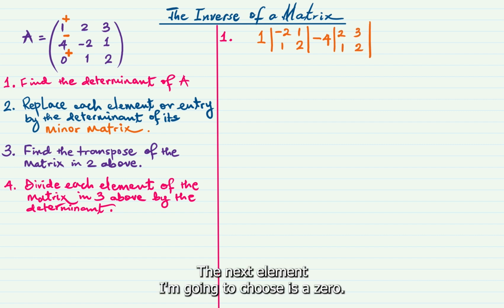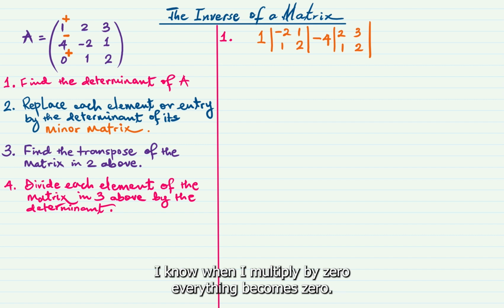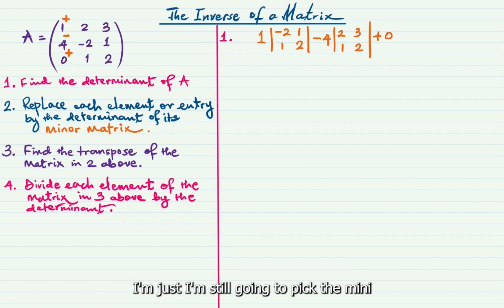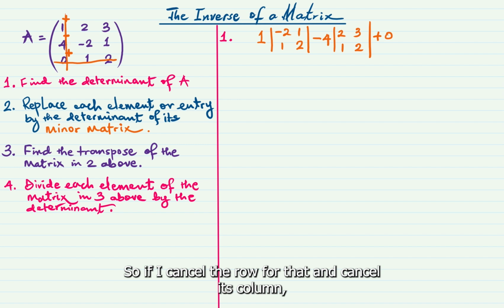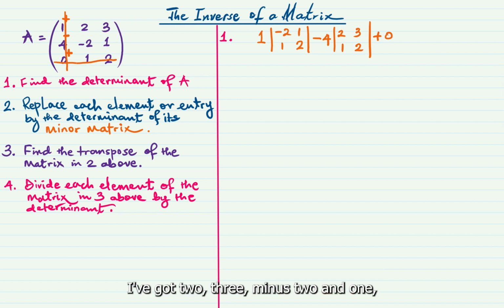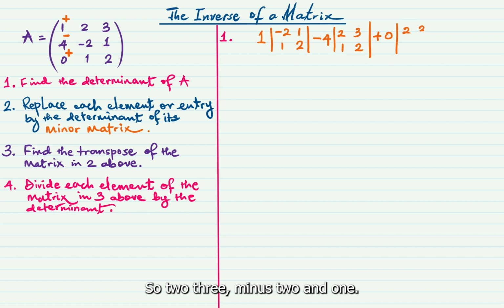The next element I'm going to choose is a 0. I know when I multiply by 0, everything becomes 0, but I'm still going to pick the mini matrix just to show you what I will have. So if I cancel the row for that and cancel its column, I've got 2, 3, -2, and 1. And all we just need now will be to simplify what we have.